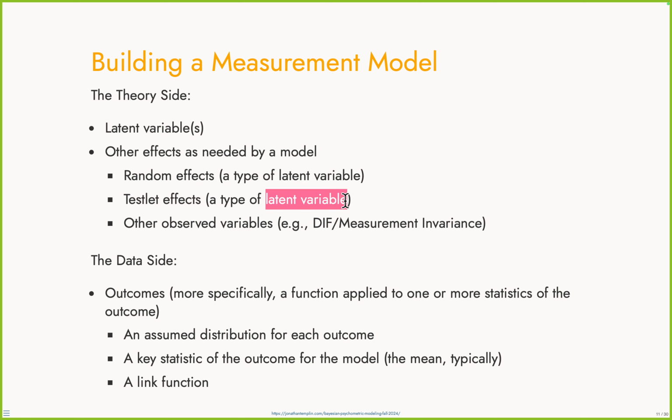It may be some type of contextual effect of the passage itself. So often we come up with what we call testlet effects to control for this dependency. Basically, can we measure additional deviations from the ability to read beyond just the questions we're asking? Is there something unique to the passage as well? And finally, you may have other observed variables that show up in the measurement model.